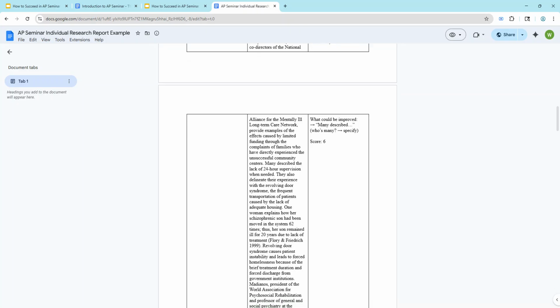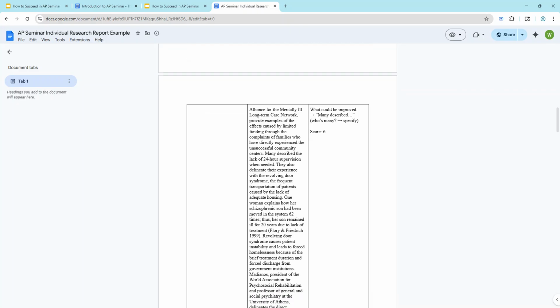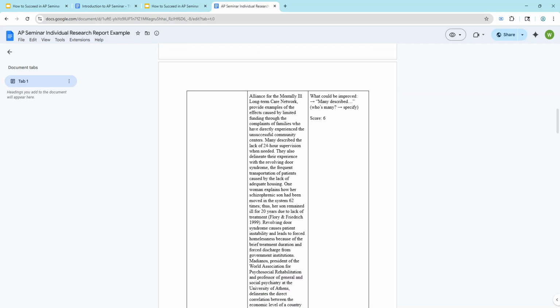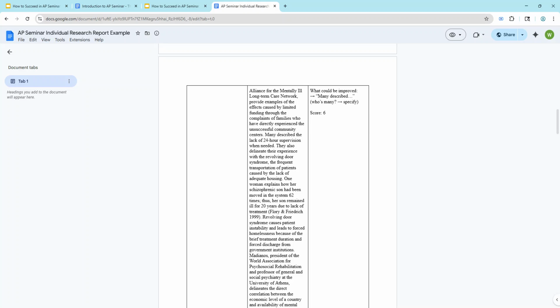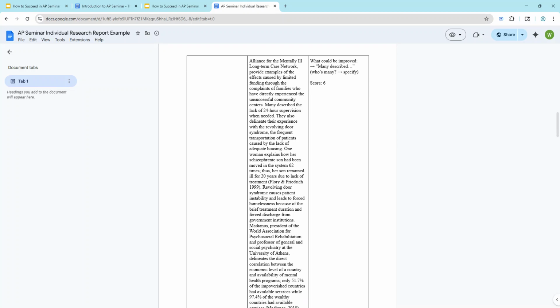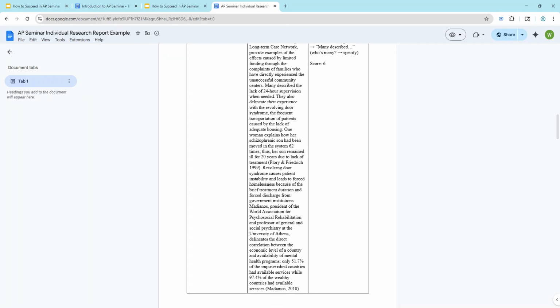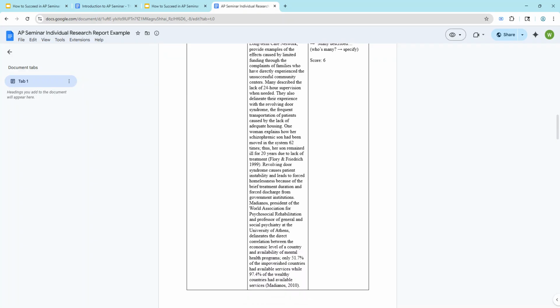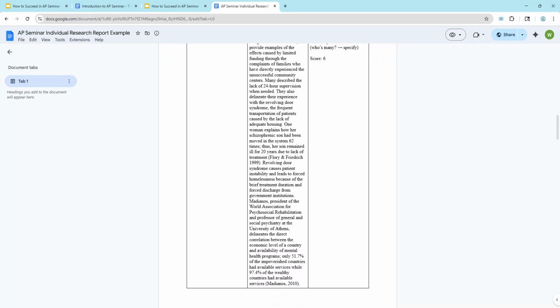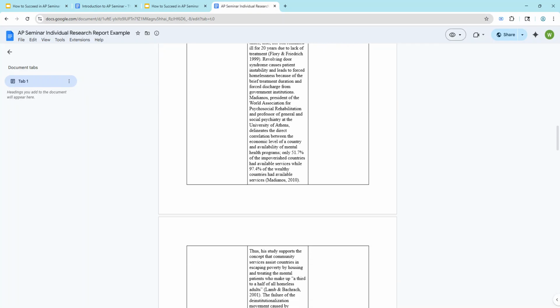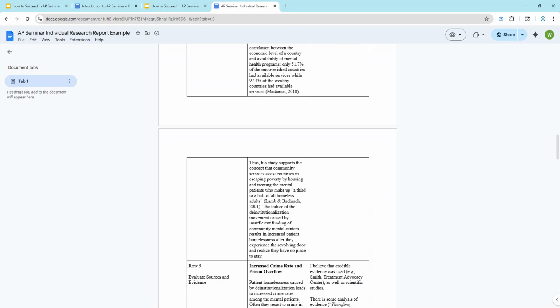Marianos, president of the World Association for Psychological Rehabilitation and professor of general and social psychiatry at the University of Athens, delineates the direct correlation between the economic level of a country and availability of mental health programs. Only 51.7% of the impoverished countries had available services, while 97.4% of the wealthy countries had available services. Thus, his study supports the concept that community services assist countries in escaping poverty by housing and treating the mental patients who make up a third to a half of all homeless adults.